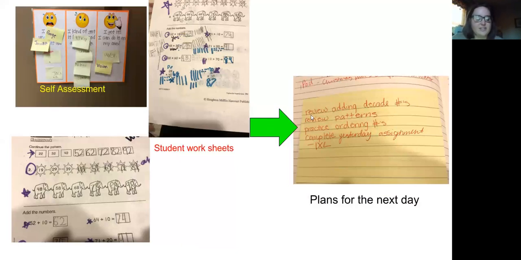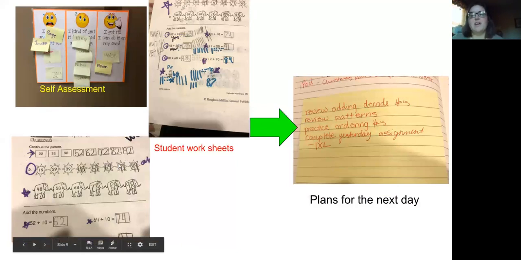And I found as I was doing my student teaching, a lot of my lesson plans become just sticky notes on what I had planned. Like I had planned a whole new lesson for the next day. But after this assessment, a lot of them were not getting it. And looking at their math papers, they weren't getting it. So I decided we need to review adding decade numbers, so 10 or 20, and we need to review patterns.